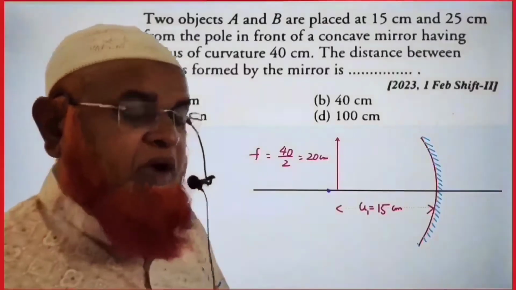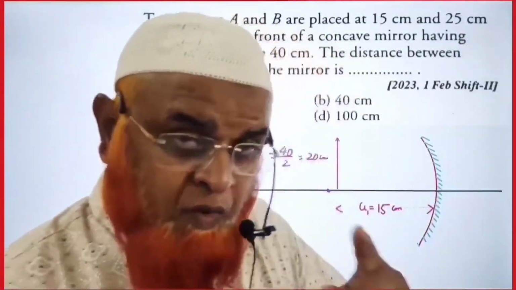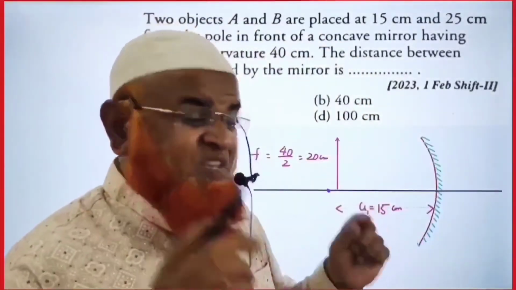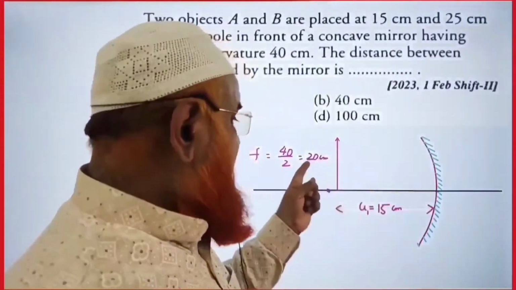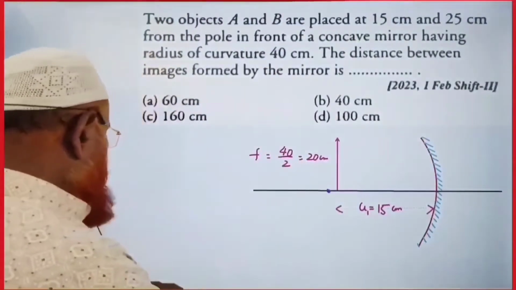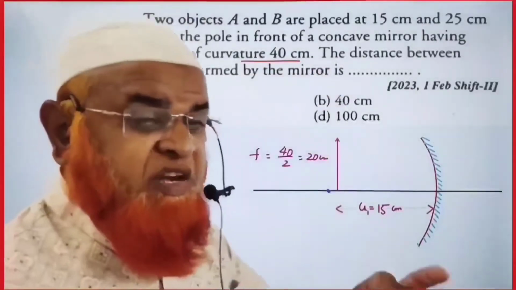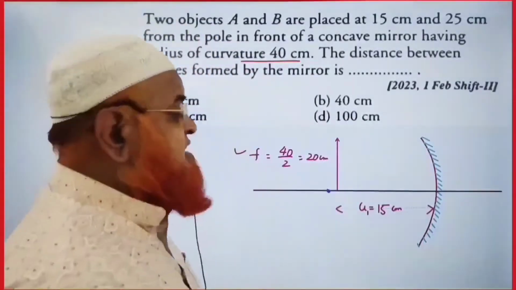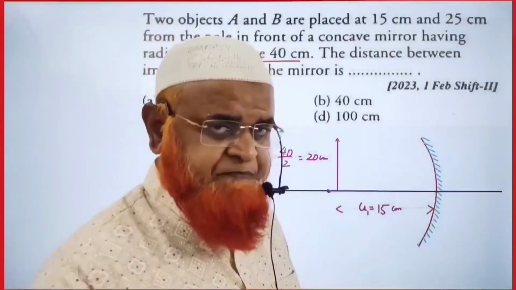My dear students, let me discuss a super simple shortcut for this type of problems, which are regarding concave mirror. This is a concave mirror. Object is placed at 15 centimeters, whereas he has given us the radius of curvature. And what is the radius of curvature? The radius of curvature is 40 centimeters. If the radius of curvature is 40 centimeters, then focal length is going to be half of the radius of curvature, that is 20 centimeters.